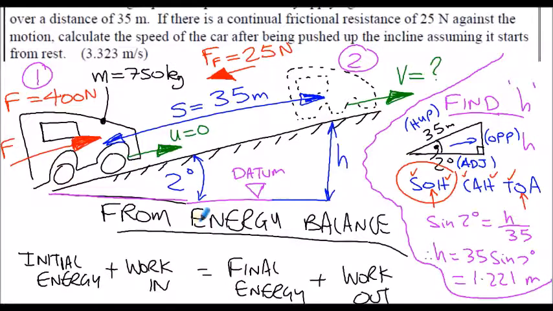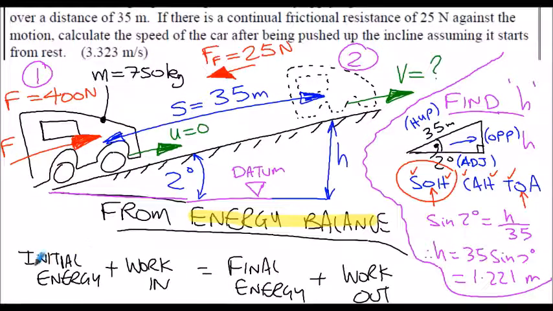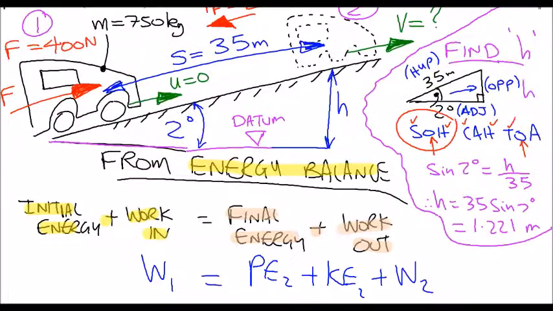Let's now consider the energy balance. Our initial energy plus any work into the system is equal to the final energy plus any work out of the system. So considering the energy at position 1 here, we have no kinetic energy because the vehicle is not moving. We have no potential energy because the vehicle is on the datum. But we do have some work into the system because we have 400 newtons applied over a distance of 35 meters. So we definitely have W1, we have work into the system.